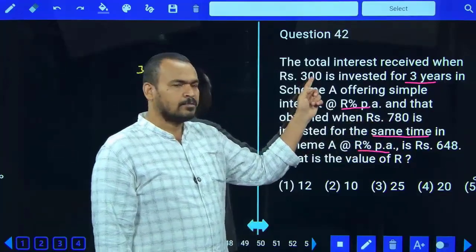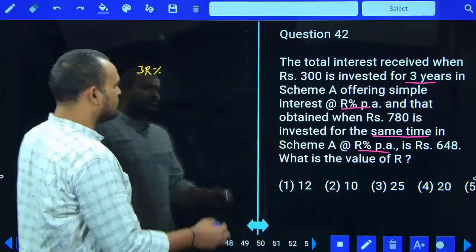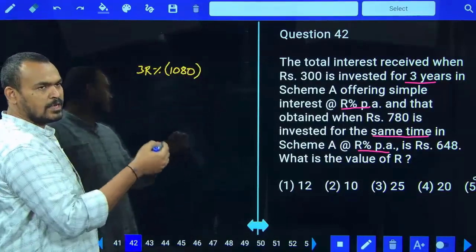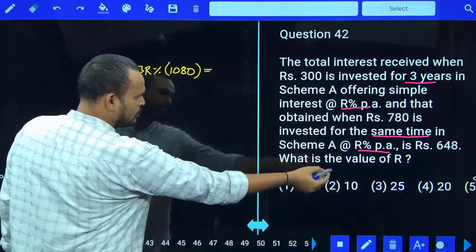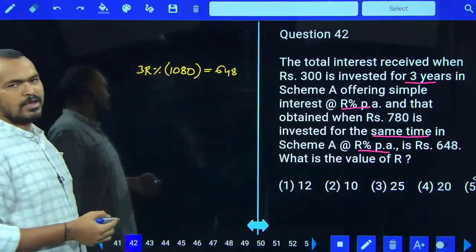What is the principal of the first one? 300. Principal of the second one? 780. 300 plus 780, total how much? 1080. Then 3R% of 1080 is equal to how many rupees? 648. Simplify this one, we get the R value.